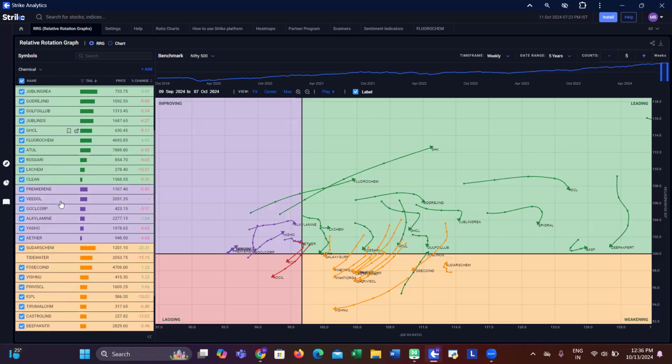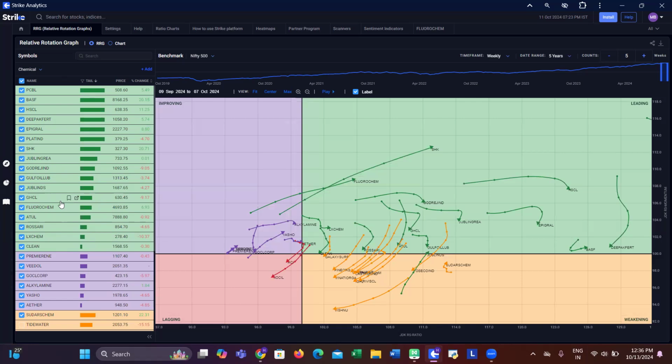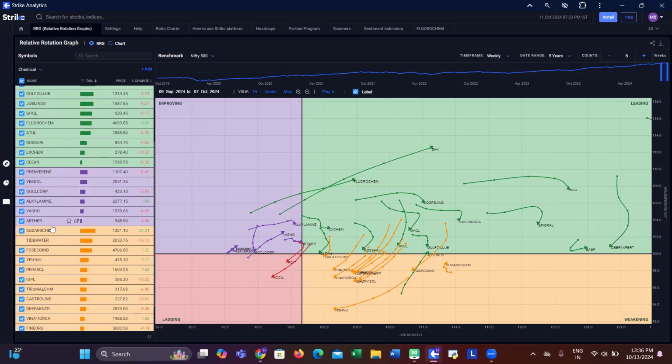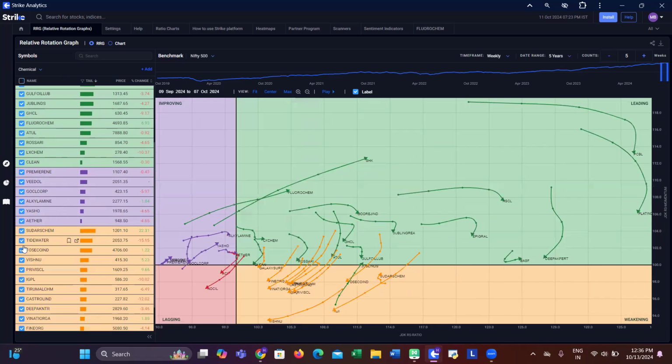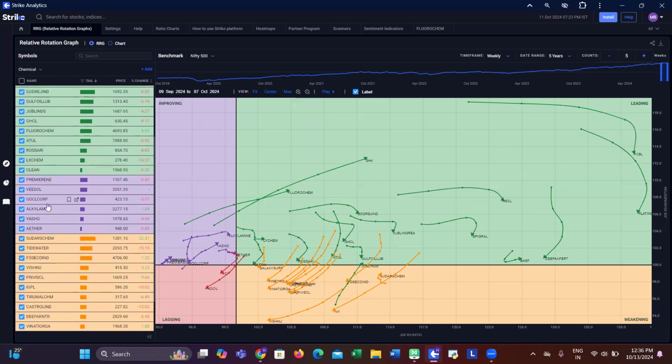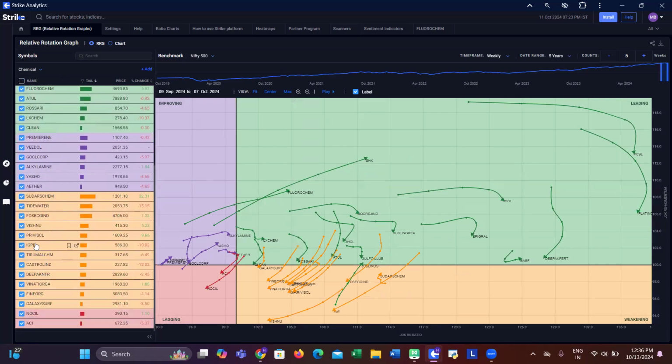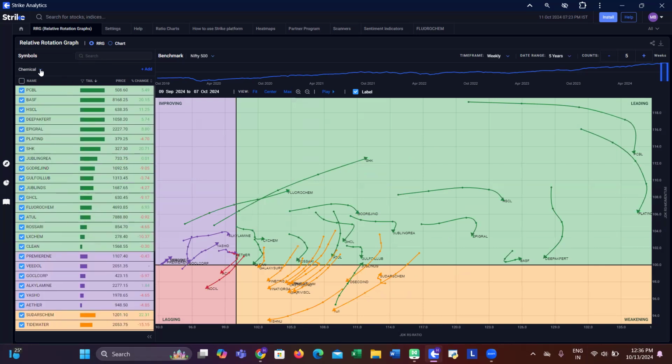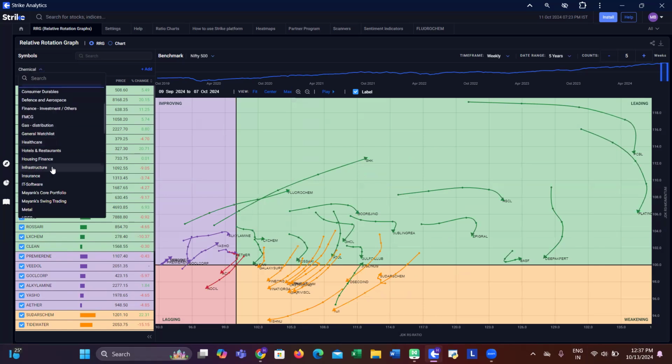Most of them are in leading at the moment. So we'll have to see if there is any reduction in the RS momentum of any of these. Otherwise, it looks good to me at the moment. I'll keep an eye on the improving ones and any turnaround story from weakening to leading or lagging to improving. So these are some of the indices that we have looked at.